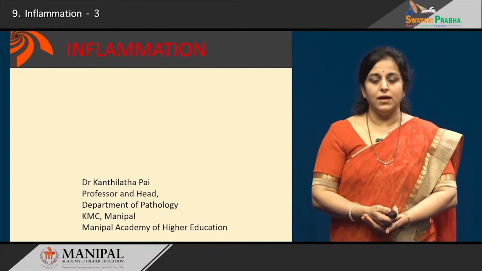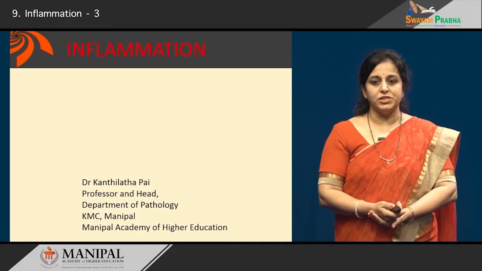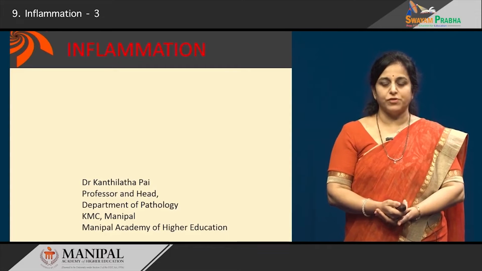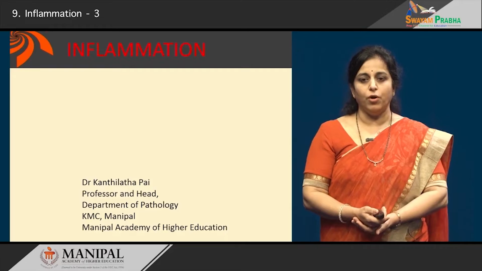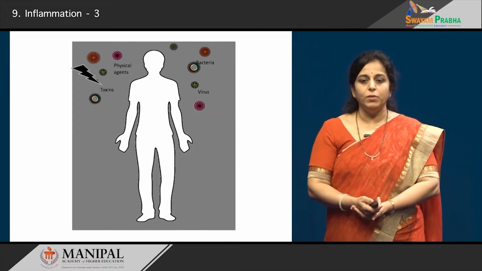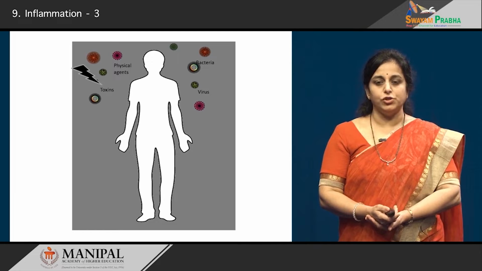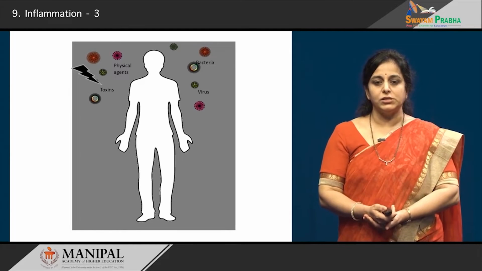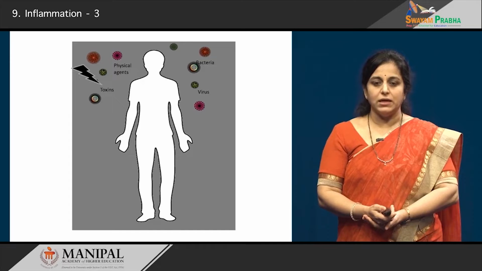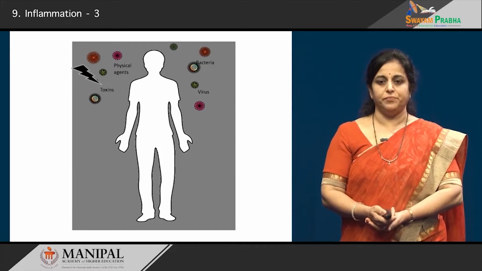Hello dear students, today we will learn about a basic tissue reaction called inflammation, which is a protective response of the body towards any injurious agent that gains entry into our body. The human body is constantly surrounded by various kinds of injurious agents, which include microorganisms, physical agents, and toxins that are present in our environment. Now, how is our body going to tackle damage by these injurious agents?